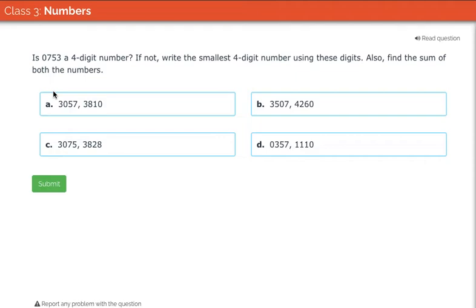Is 753 a 4-digit number? If not, write the smallest 4-digit number using these digits. Also find both the numbers. Find the sum of both of the numbers. This is not a 4-digit number because 0 is at the first, so these digits matter, which is a 3-digit number. So let's just find out how many.